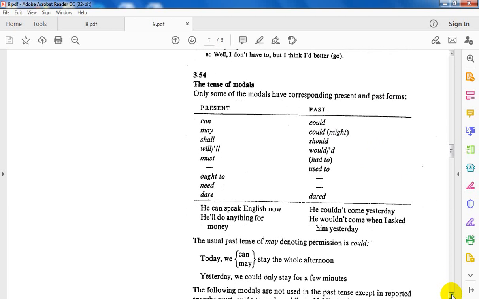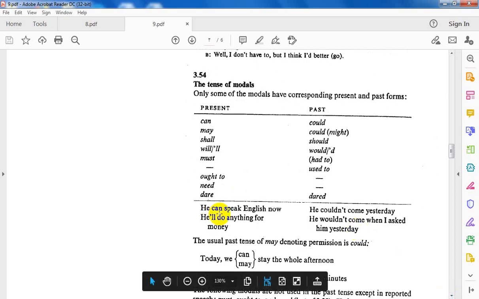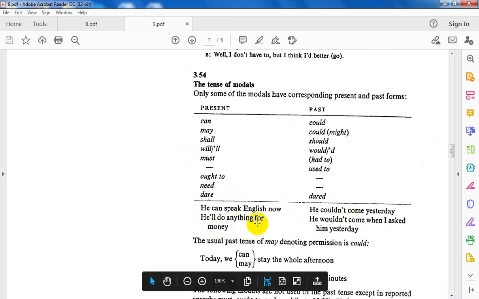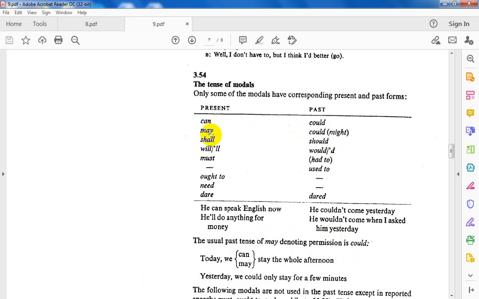Here, he can speak English now, he couldn't come yesterday. This is in the present, this is in the past. Ability in the present, ability in the past. He will do anything for money, he wouldn't come when I asked him yesterday. The usual past tense of may denoting permission is could. So the past of may denoting permission is could.